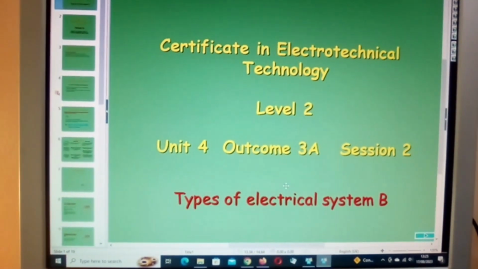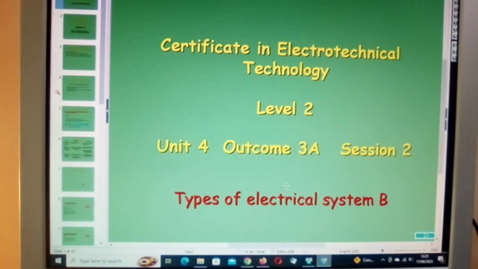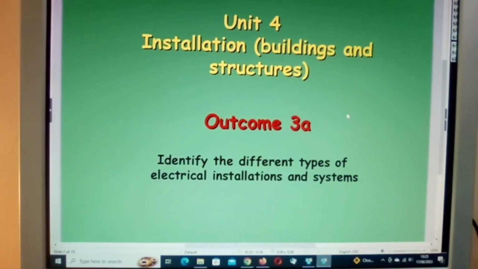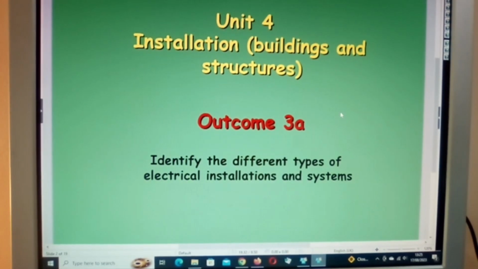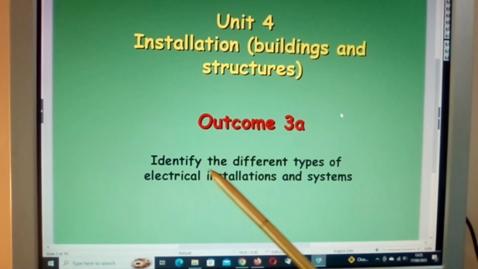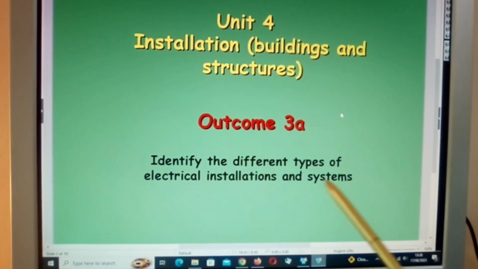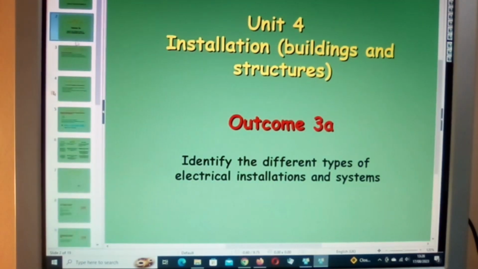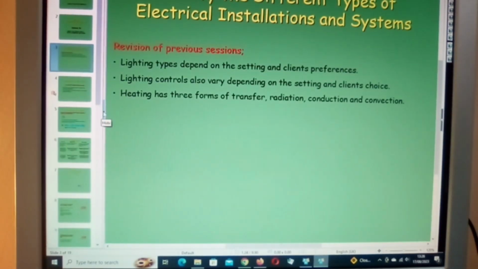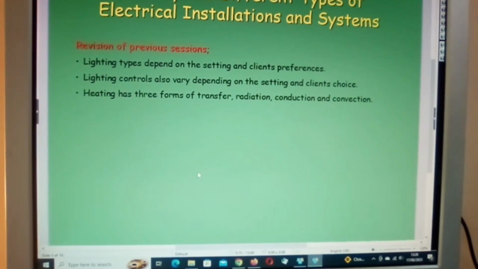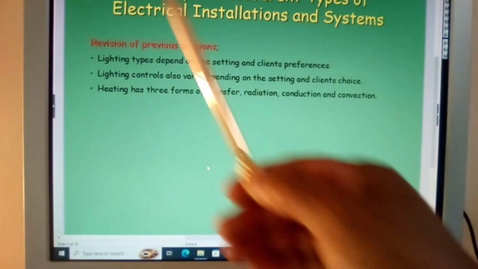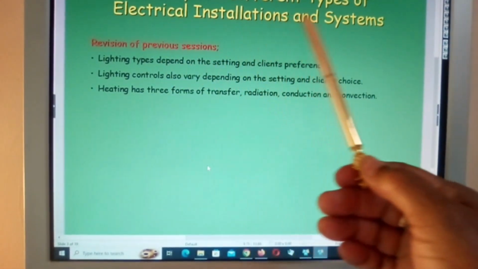What we want to do is continue with types of electrical system, part B. Outcome 3A: identify the different types of electrical installations and systems.